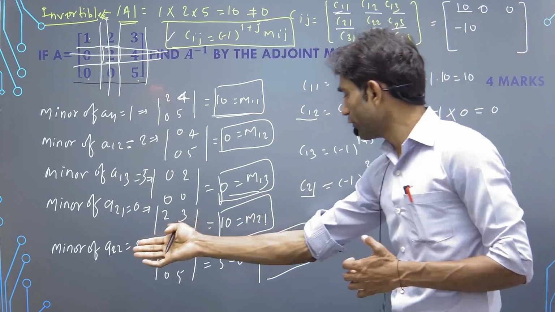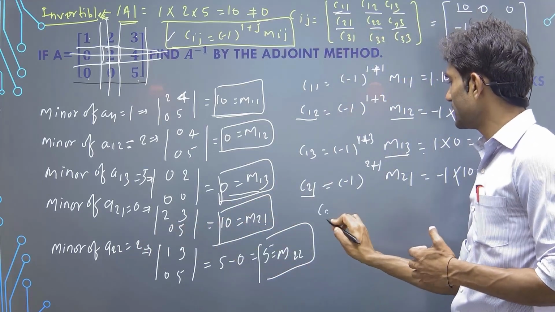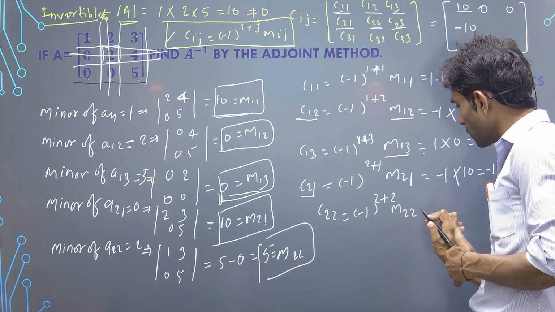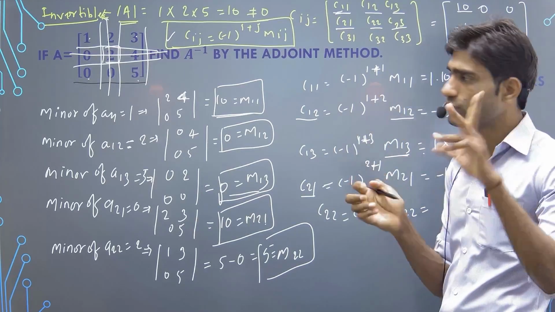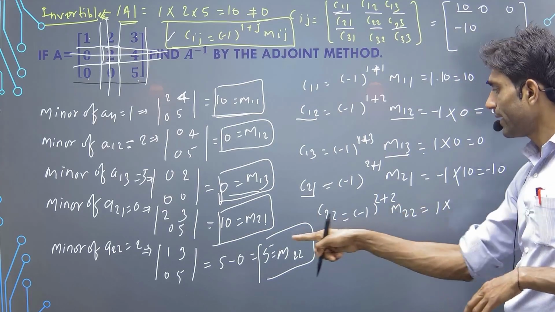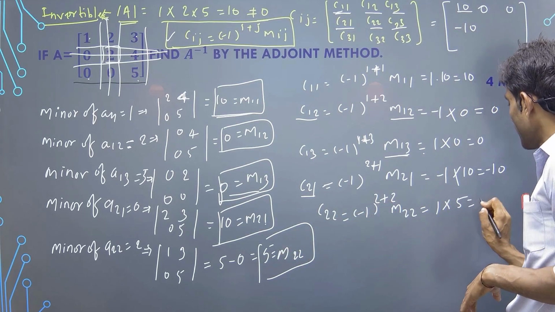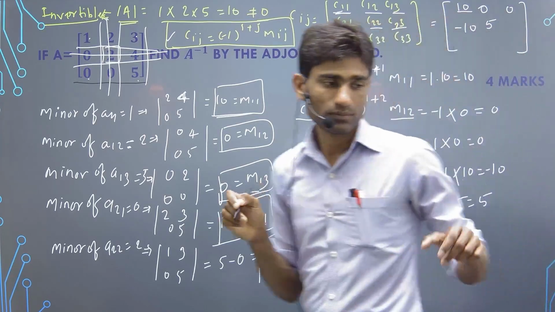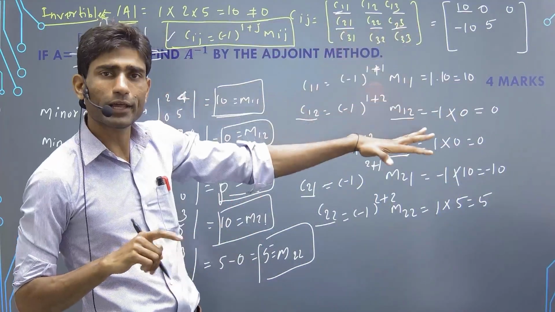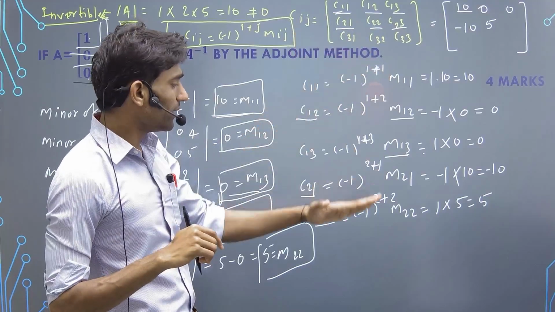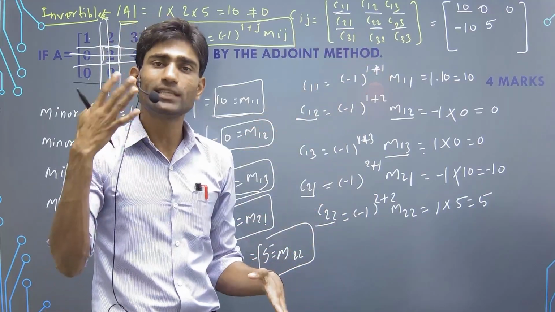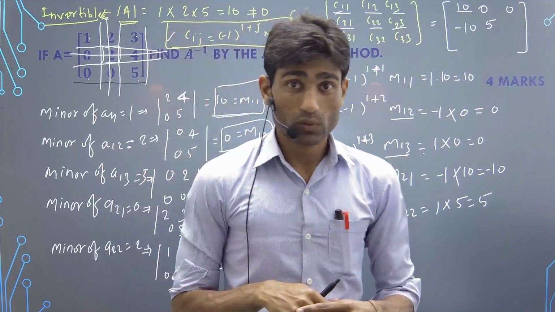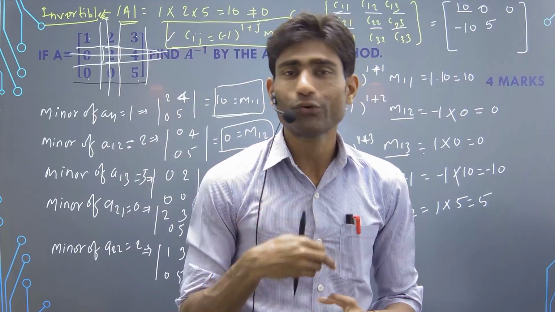Similarly we can go for C22. What will we get for C22? Minus 1 raised to 2 plus 2 into minor of 2 2. Minus 1 raised to 2 plus 2 gives us a value 1, multiplied by minor of 2 2, which is here 5. So we get C22 as 5. I hope you all have understood this entire process. For the remaining C23, C31, C32, C33, you have to apply a similar process like this one. I'm expecting that you will do this calculation.